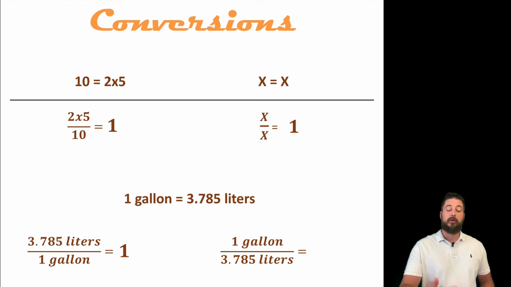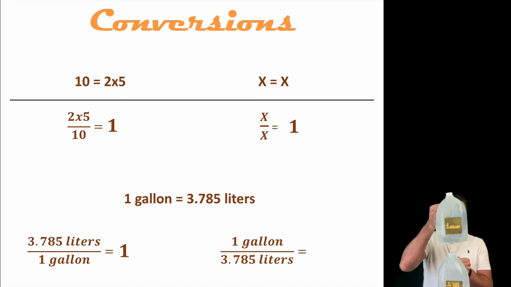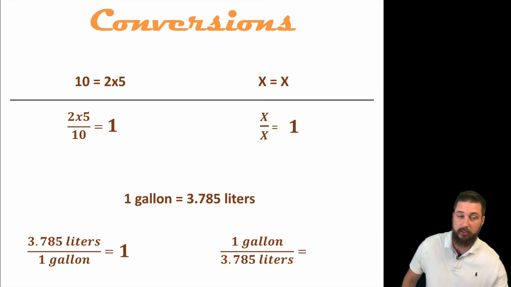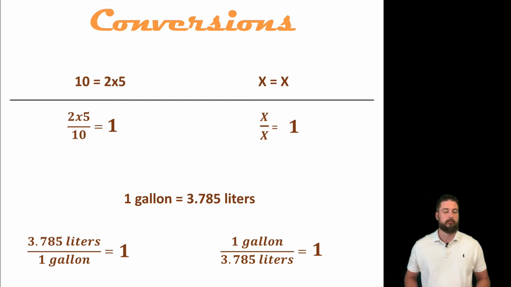Now, what about the other way around? What if we took 1 gallon and divided it by 3.785 liters? Well, again, you're going to end up with a quantity of 1. It's going to equal 1. And so that's something important to note when we're doing this.